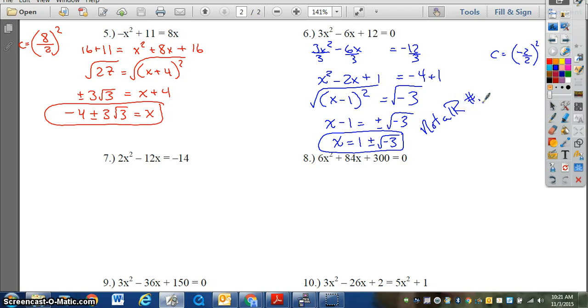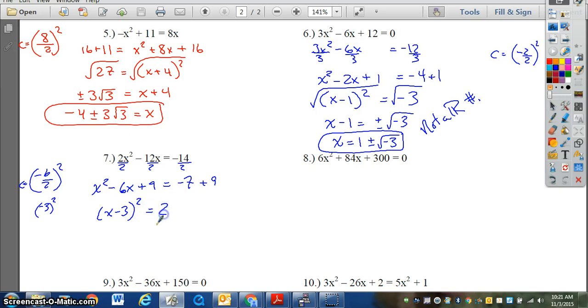Or it's not a real solution. So stop that. Okay, so let's go down to 7. I'm going to basically divide everything by 2 because C is already on the other side. Leave a blank there. Now I have 1 here. I can take half of the 6 and then square it. So that's going to be negative 3 squared, which is 9. So this is going to be x minus 3 squared equals 2. Square root: x minus 3 equals positive or negative square root of 2. And then add 3 over, so it's 3 plus or minus the square root of 2. Okay?